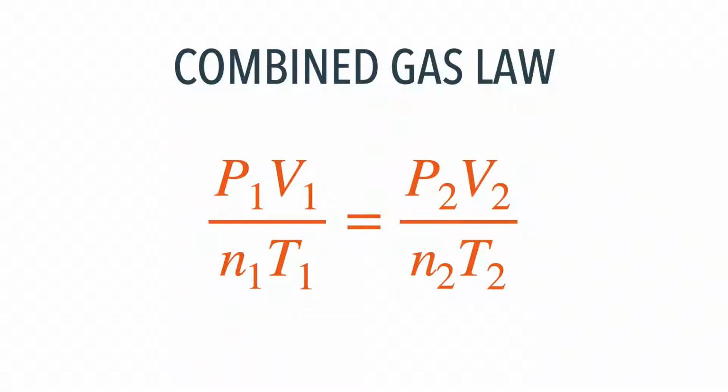For the previous examples, we have always had 2 variables that remain constant. Using the combined gas law, you can even solve scenarios where only one variable is constant or none of them are. Let's work through some examples applying the combined gas law.